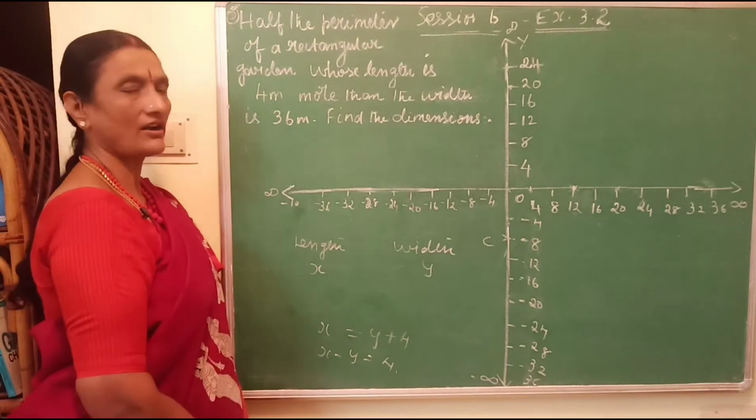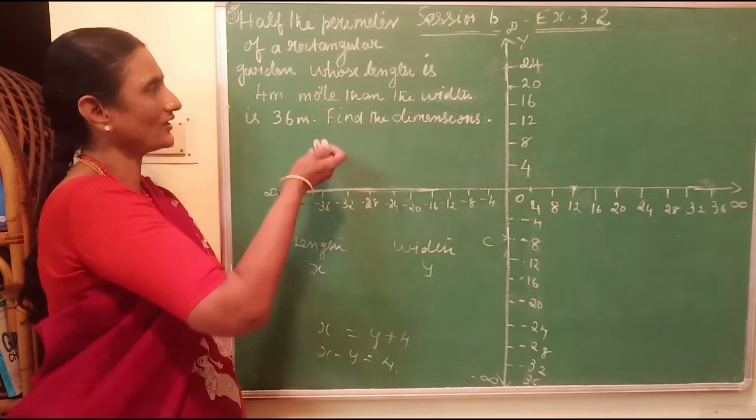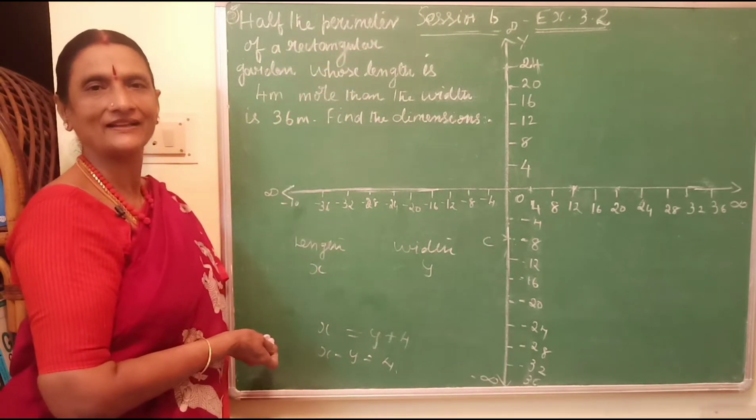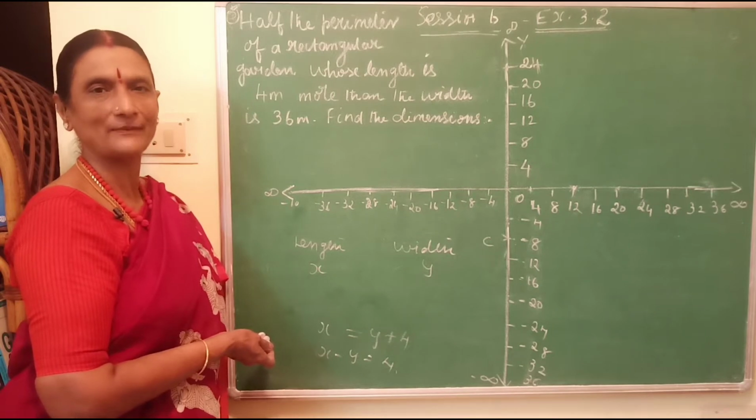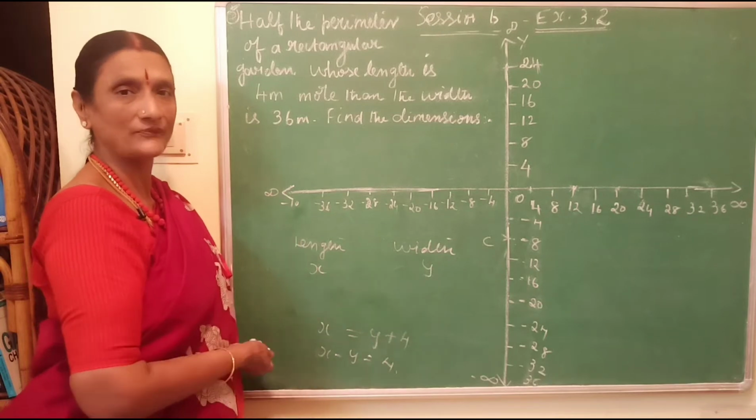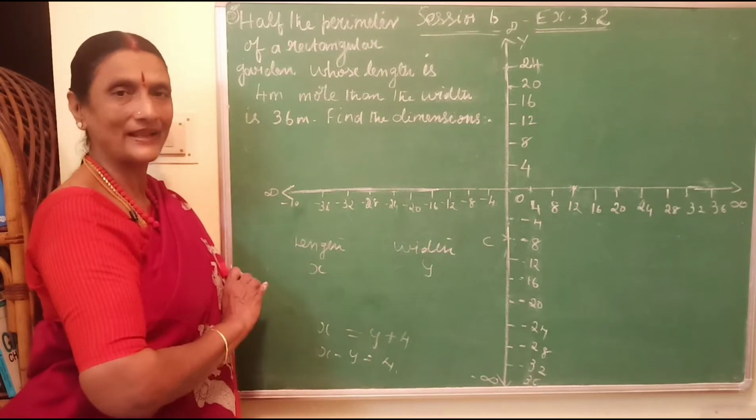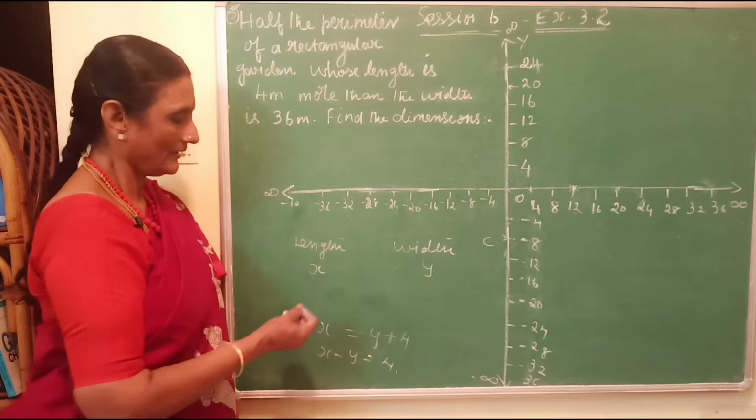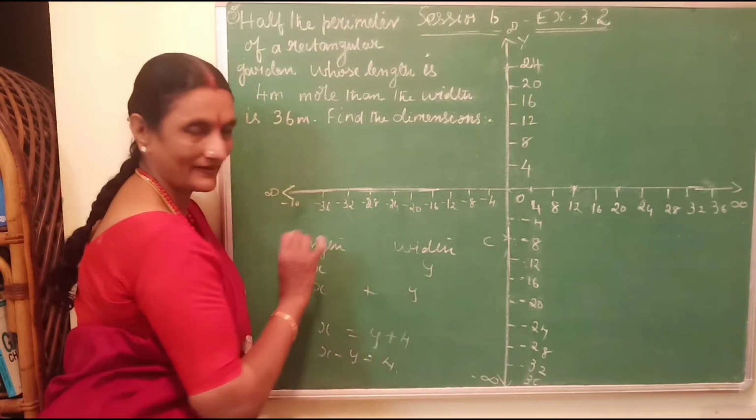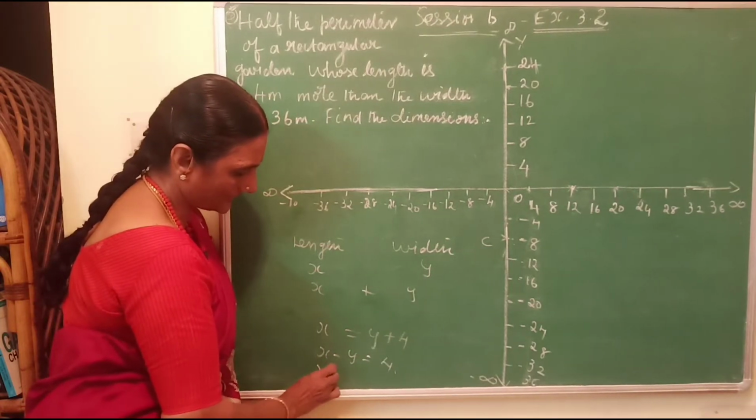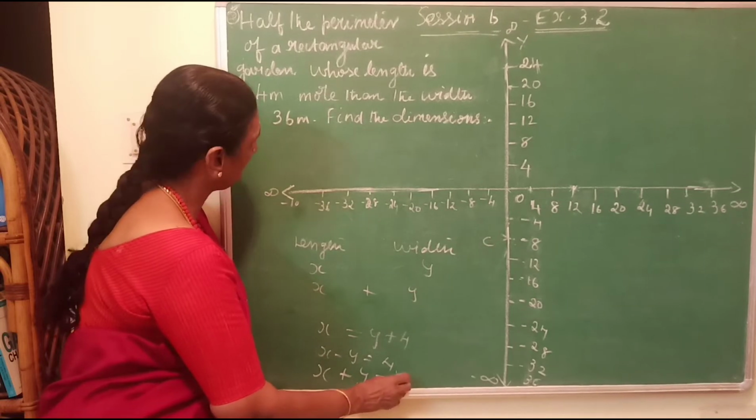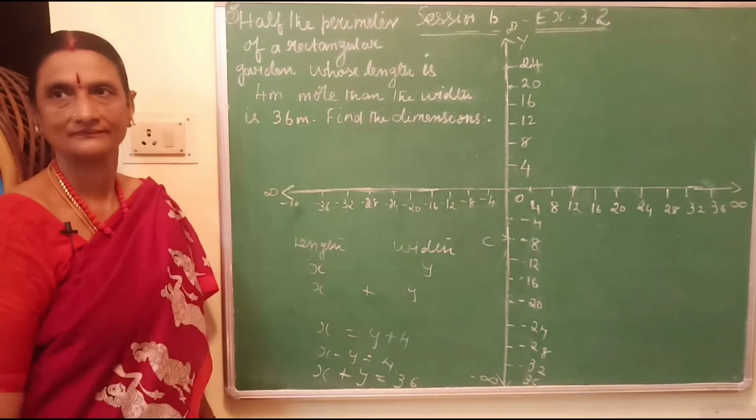Now, in order to get the second equation, another clue is half the perimeter. You know that for a rectangle, it is twice the length plus twice the breadth gives you the perimeter. Half the perimeter is half of that value. That means 1 time length and 1 time breadth we have to take. That means we have got x plus y. Is that clear to you? The second equation is x plus y is equal to 36. This is the second equation.